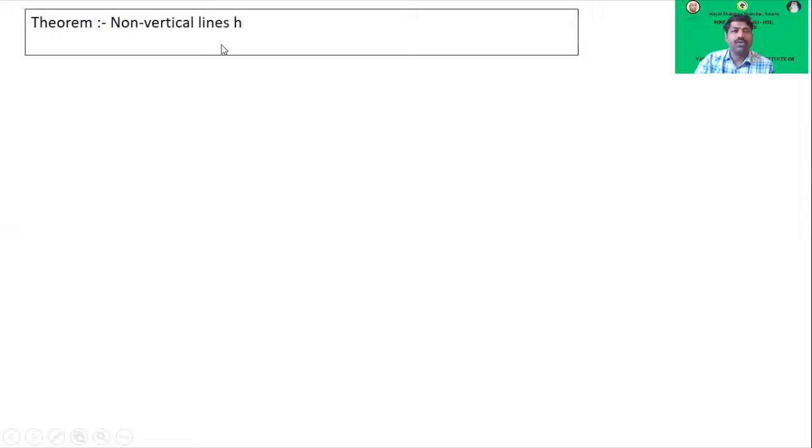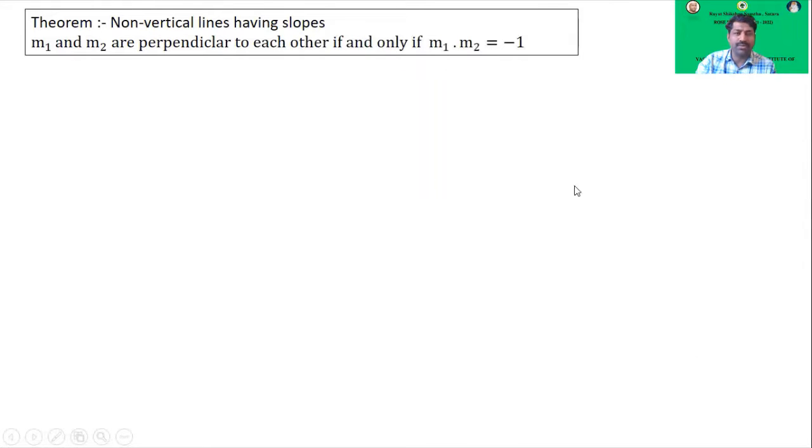Theorem: non-vertical lines having slopes m1 and m2 are perpendicular to each other if and only if m1 into m2 is equal to -1. So in this theorem, we will prove that non-vertical lines having slopes m1 and m2 are perpendicular if the product of their slopes is -1.